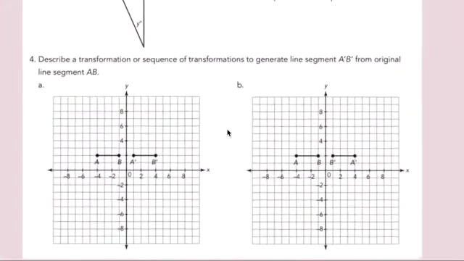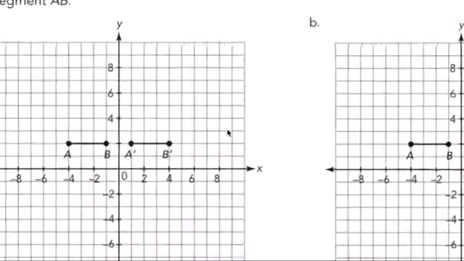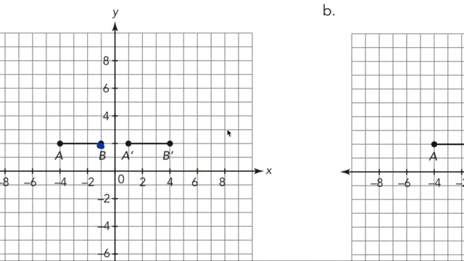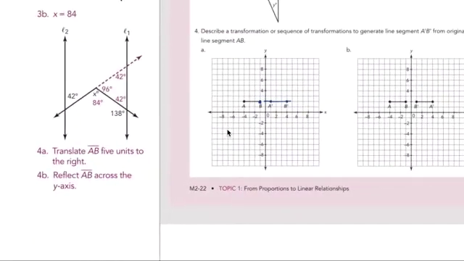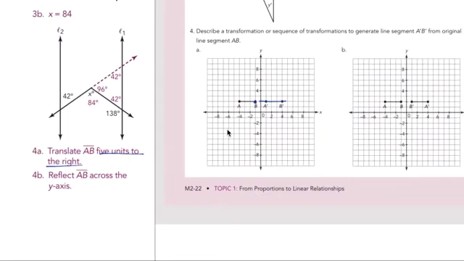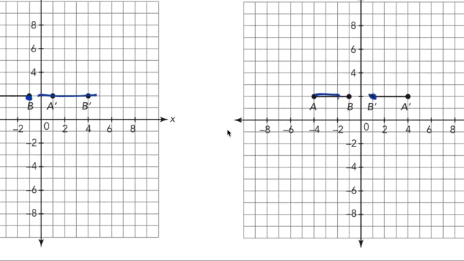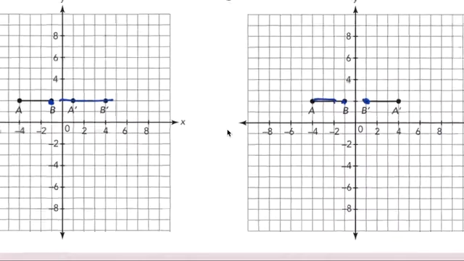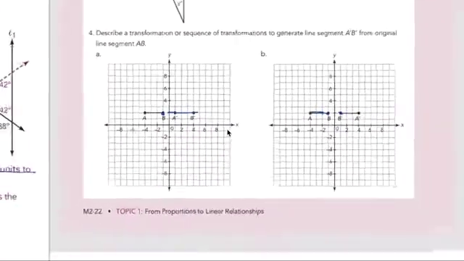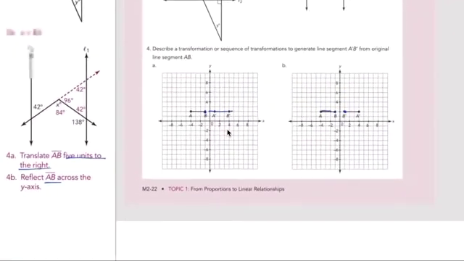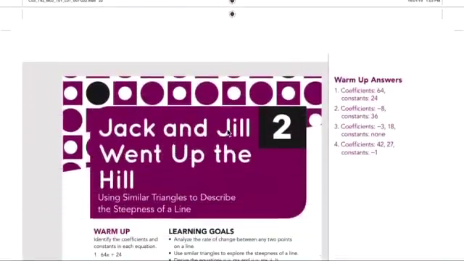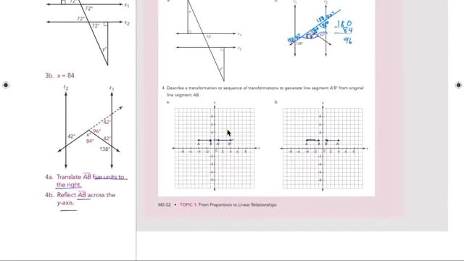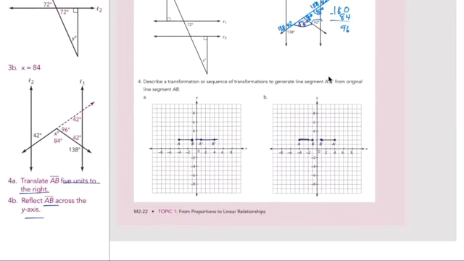Describe a translation. That looks like a translation moving over 5 units. Okay, translation of 5 units to the right. Reflection of AB over... So yep, reflect, flipping over. Reflection over the y-axis. Line segment AB is going over the y-axis. Okay, and that's it. Hopefully that helps. It's reflecting over.